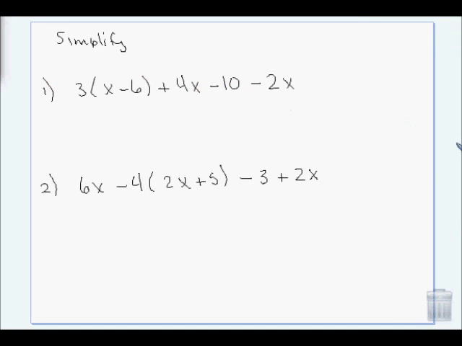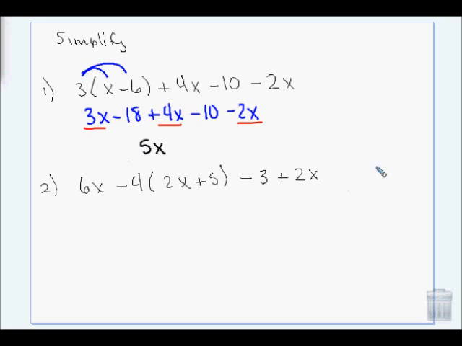Next, simplifying, we distribute. Okay, and then we collect like terms. All of these match, so I'm going to add them up. 3x plus 4x is 7x, minus 2x is 5x. And then these match, so I'm going to add those up. Negative 18 plus negative 10 is negative 28. These don't match, so I'm done.